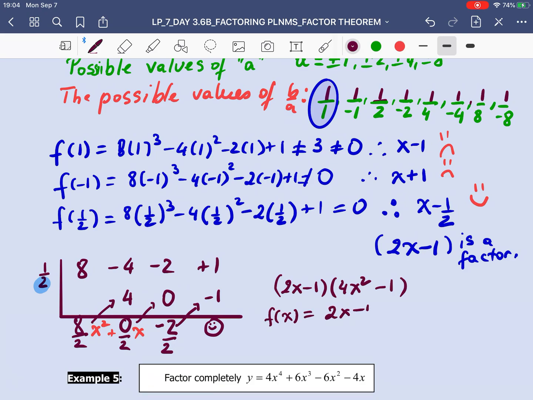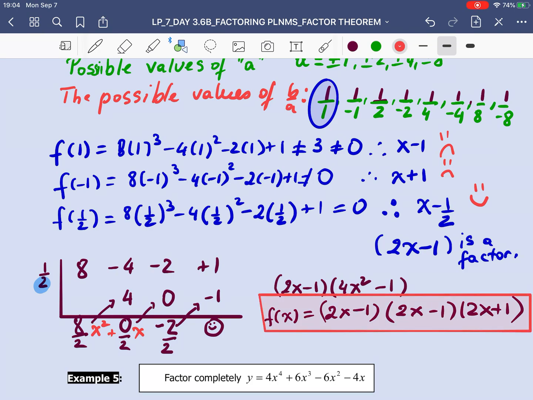So we're going to say f of x equals 2x minus 1. And 4x squared minus 1 is the difference of squares. So we go 2x minus 1 times 2x plus 1. And with this, 2x minus 1 and 2x plus 1. Okay, so this would be the factored form of the polynomial expression, and that's our answer here.